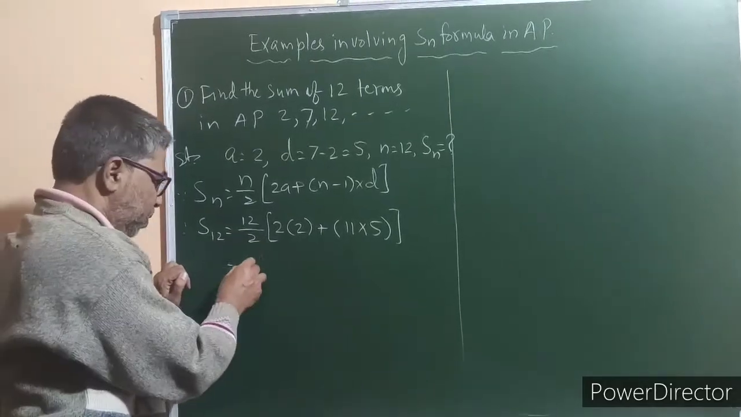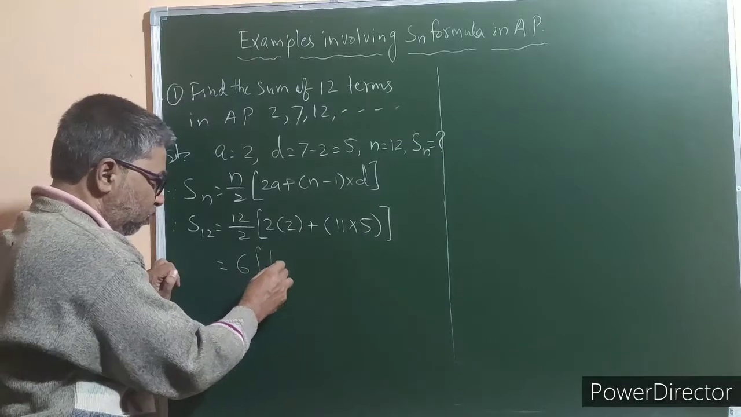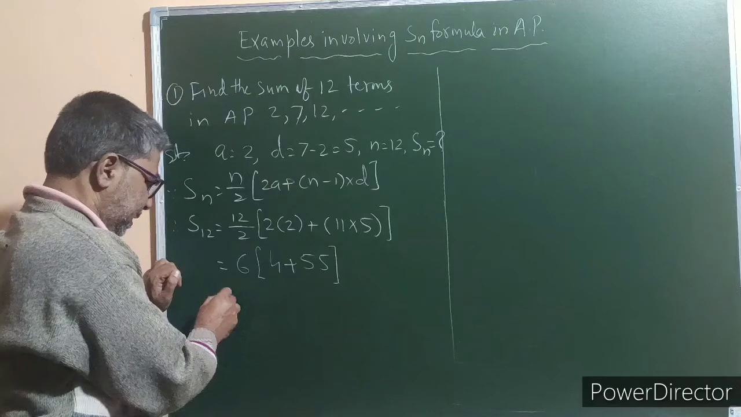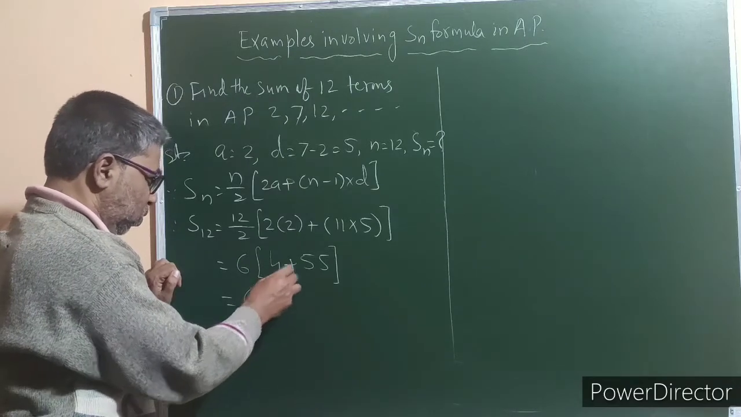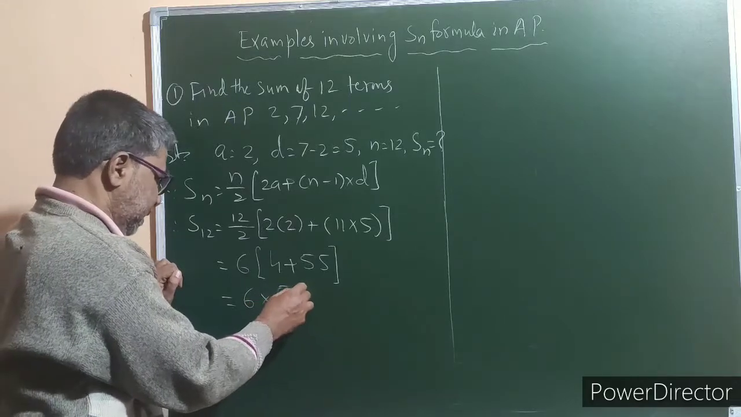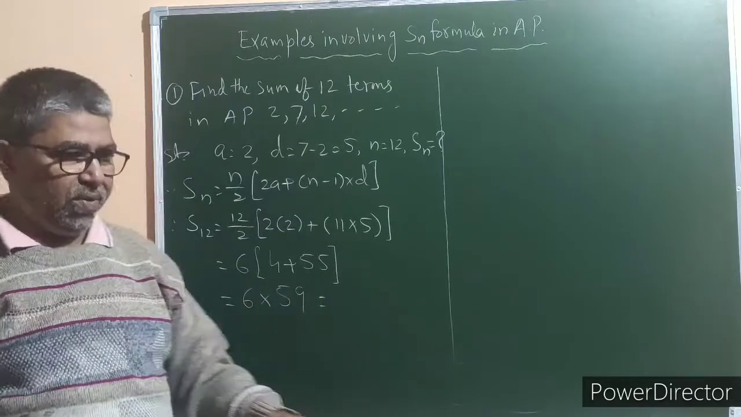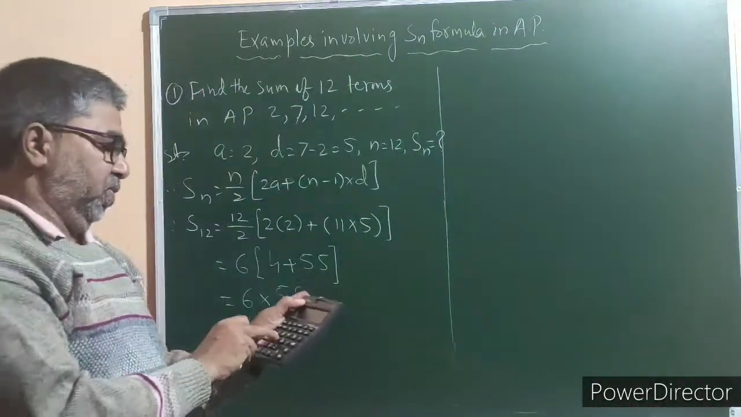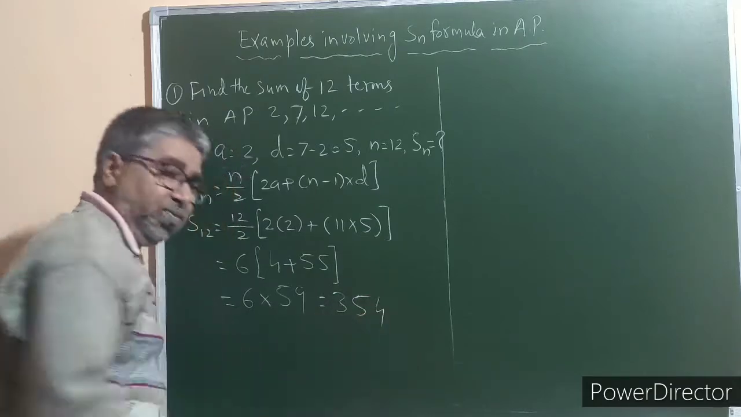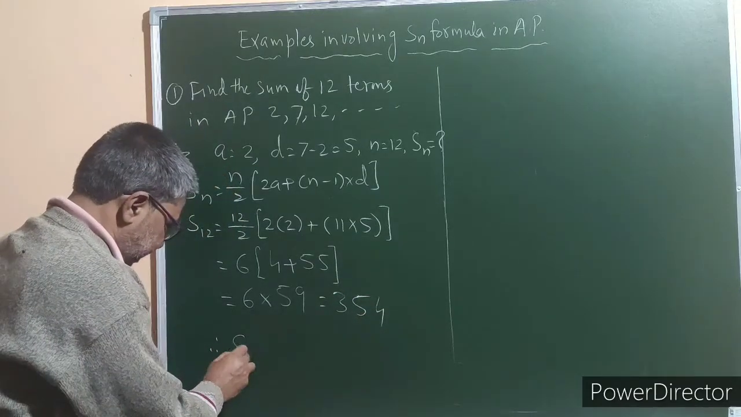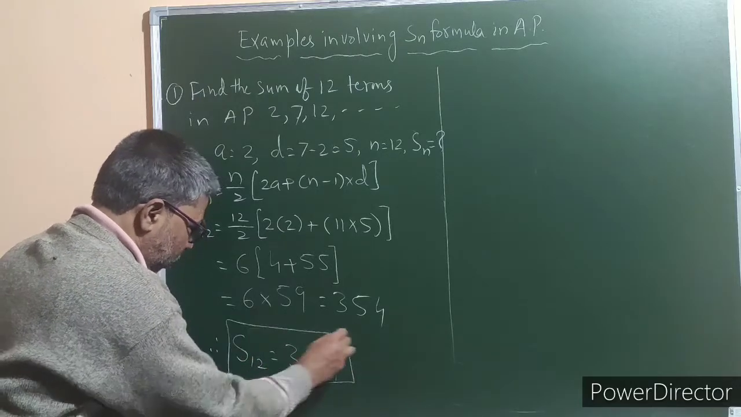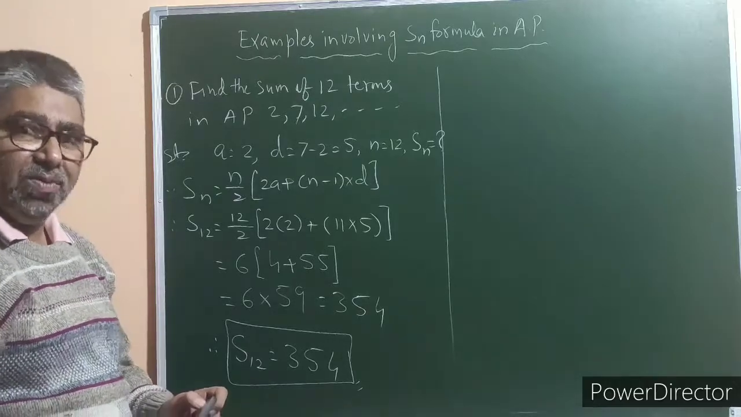12's half will be 6 into bracket, 2 2's are 4, plus 11 5's are 55, close the bracket. So this is equal to 6 into 55 plus 4, which is 59, and the product of 59 multiplied by 6 comes up to 354. Hence the sum of the first 12 terms in the given arithmetic progression is 354.